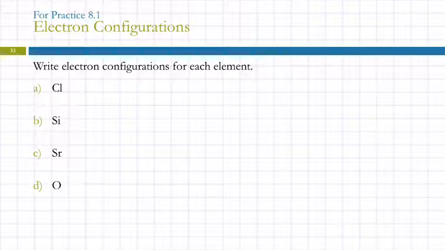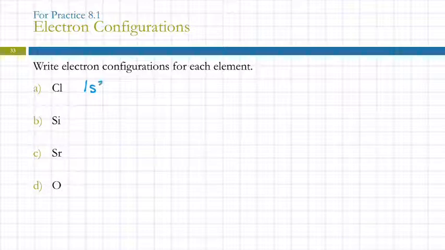Write electron configurations for each element. Okay, so we don't have a periodic table here on the screen, but we've got one on the wall. So for chlorine, what's the last term in chlorine's electron configuration? 3p5. Because it's in the third row, and it's over in the p block, and it's 5 squares in. So it ends in 3p5.